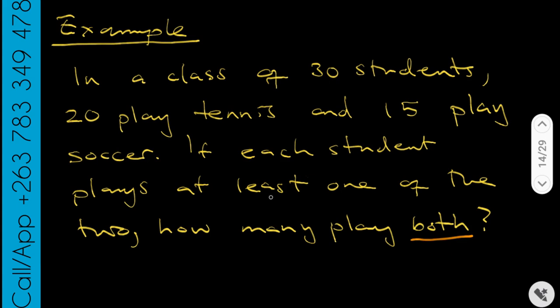So each student plays at least one. So we don't have a student out of the 30 who doesn't play either tennis or soccer. So all students are playing one or more of those sports. But now we're told how many play tennis, how many play soccer. What we don't know is how many play both tennis and soccer. And so that's what we need to deal with.